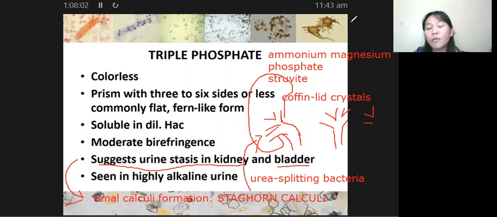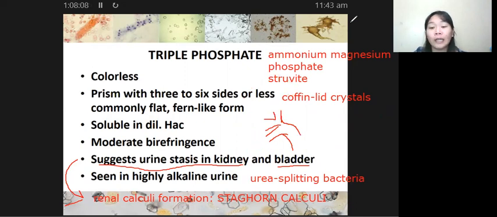I think I provided a picture of staghorn calculi in the renal calculi class, in your module. Okay, so kindly check it.